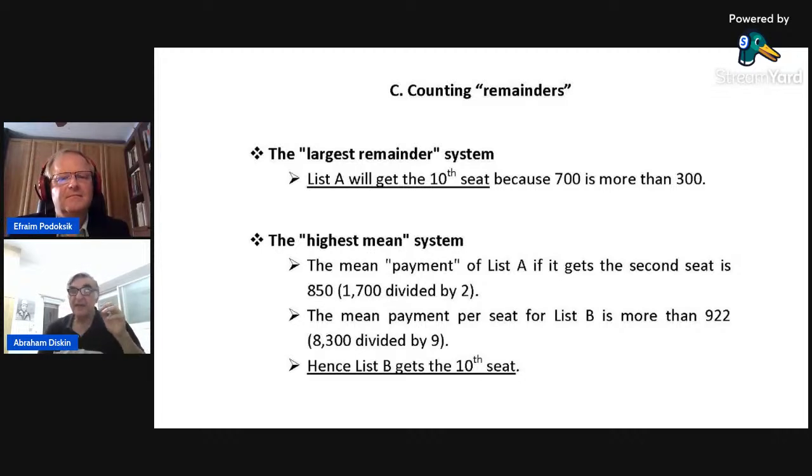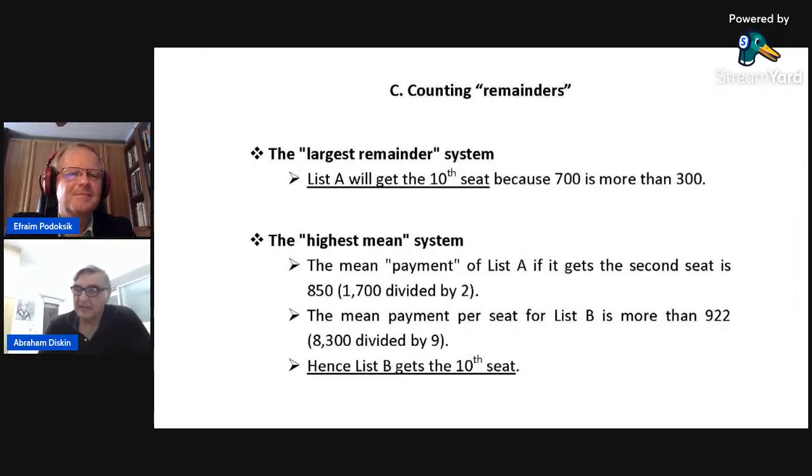So the mean payment, if we add an extra seat to party B, is higher than if we add the extra seat to party A. It is higher in spite of the fact that the remaining votes, besides the full quotas that the parties had, are higher for party A. Obviously, in that case, we'll allocate the extra seat to party B. Party B will get 9 seats, and party A will only remain with its single seat, in spite of the fact that it has such a large number of redundant votes.